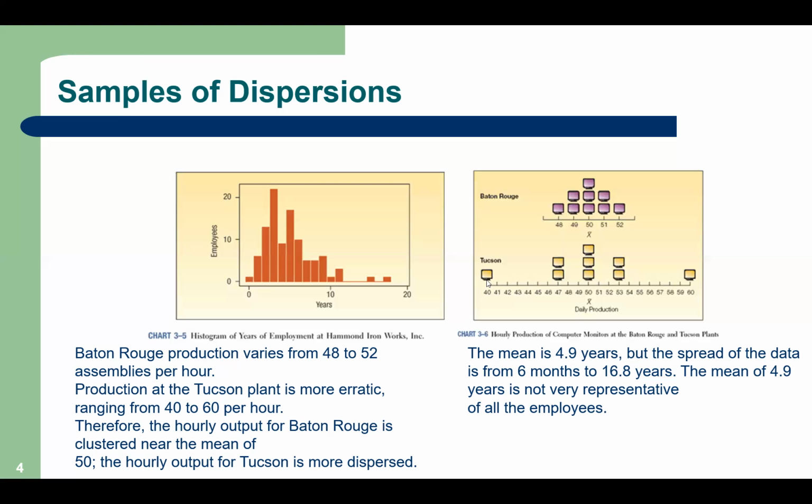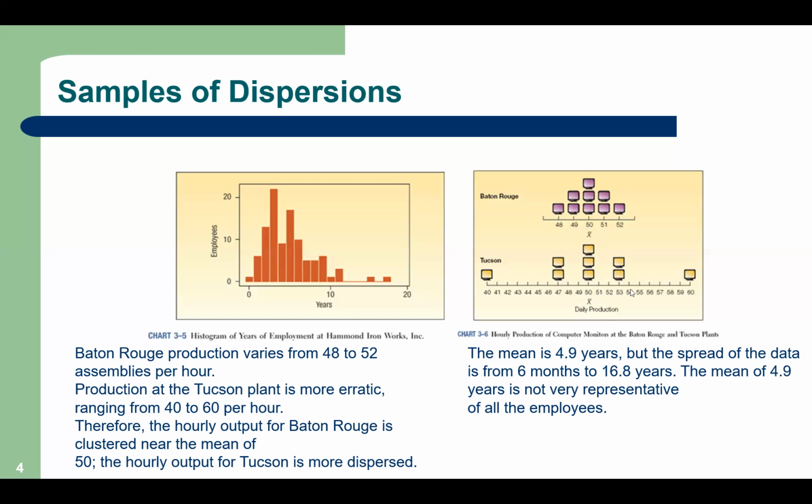They are assembling 40 computers in some hour, 47 computers in another hour, then 50, 53, and 60. If you look at both, the mean is the same, 50. For Botan Rock, the mean hourly assembly of computers is 50 per hour. And for Tucson, it is the same, 50 assemblies per hour.